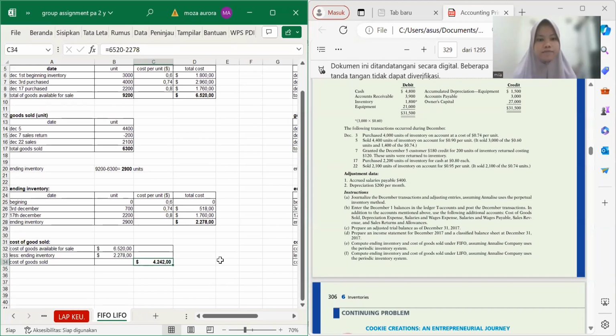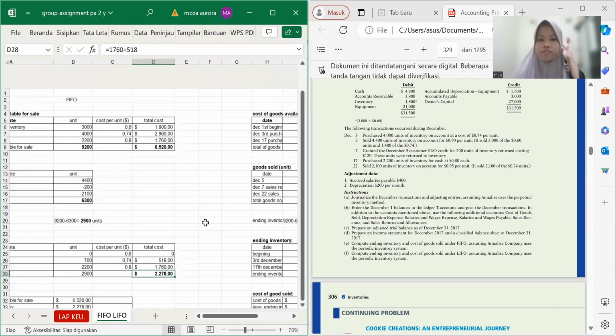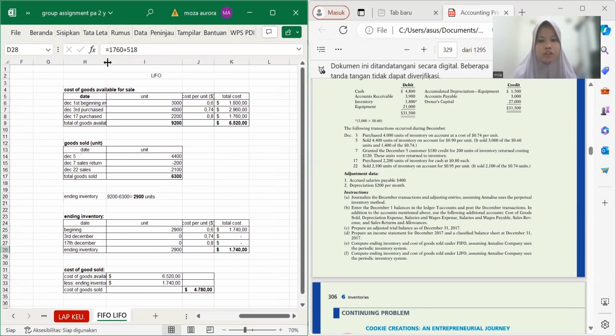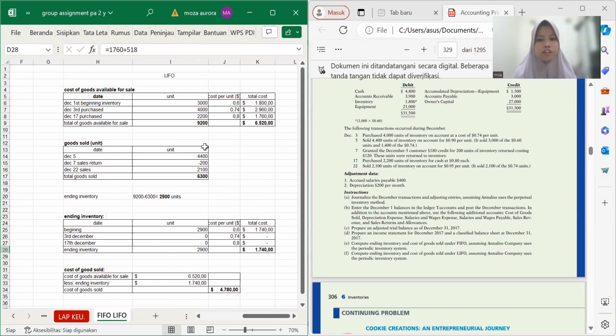That's the FIFO. The second is LIFO. The instruction is to compute ending inventory and cost of goods sold under LIFO, assuming the company uses the periodic inventory system. First, we search the cost of goods available for sale. On 1 December, beginning inventory 3,000, cost per unit is 0.6. The total cost is $1,800. And on 3 December, purchase 4,000, cost per unit 0.74, and the total cost is 2,960.